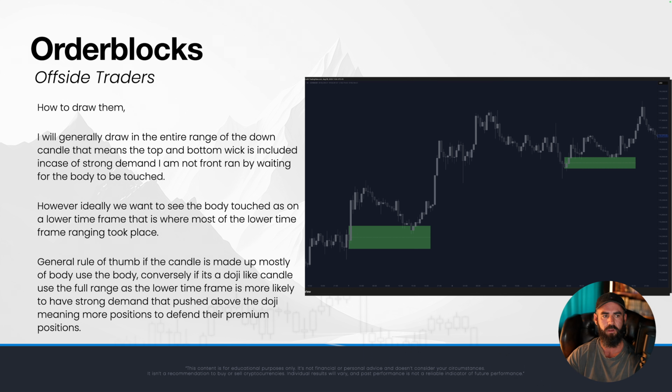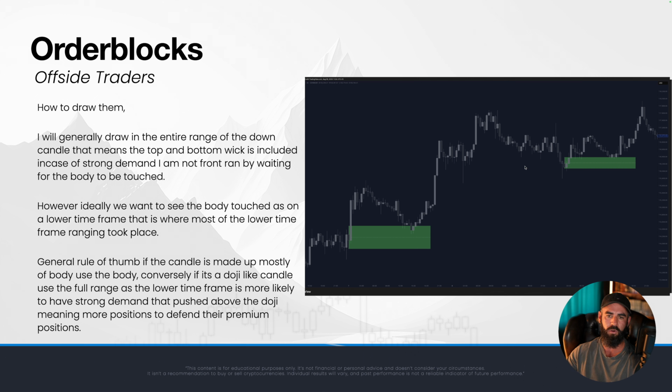So how to draw them? I'll generally draw the entire range of the down candle. That means the top and bottom wick is included. In case of strong demand, I'm not front running, but waiting for the body to be touched. However, ideally, we want to see body touches as on a lower time frame, that is where most of the lower time frame ranging took place.